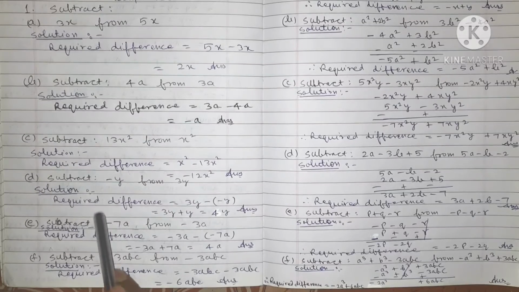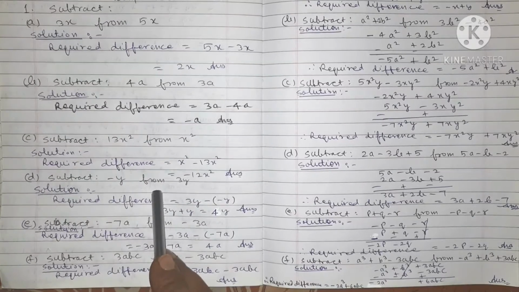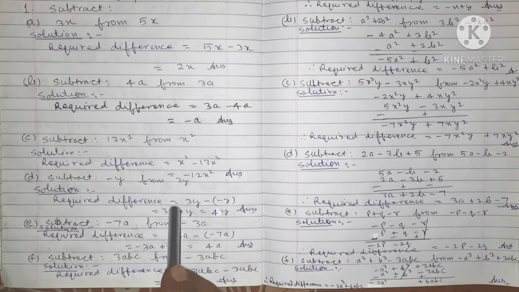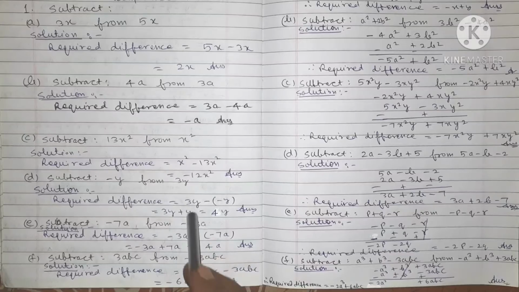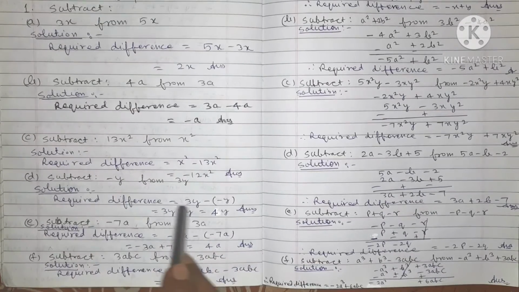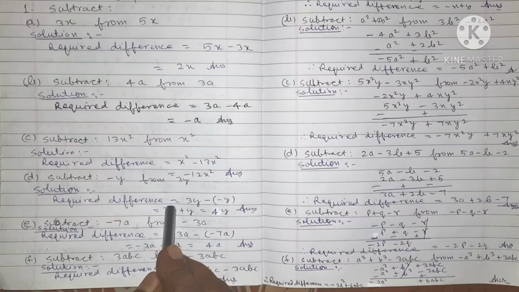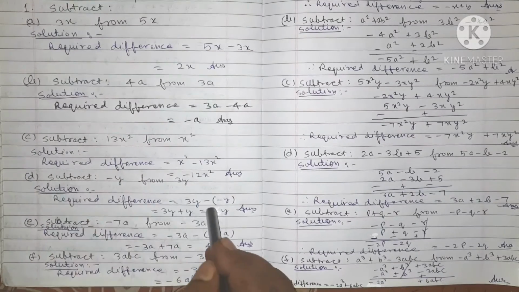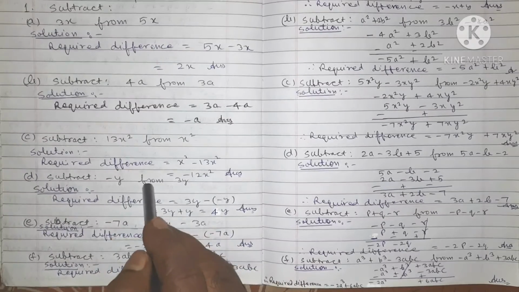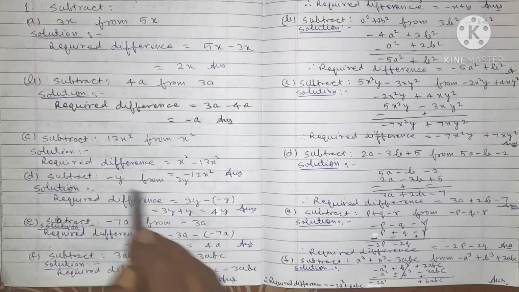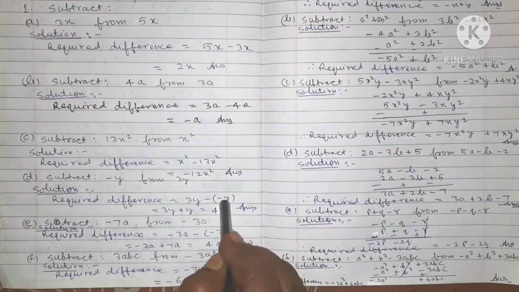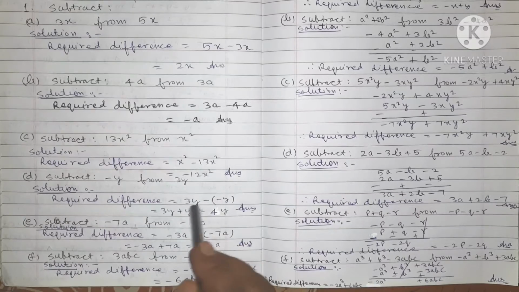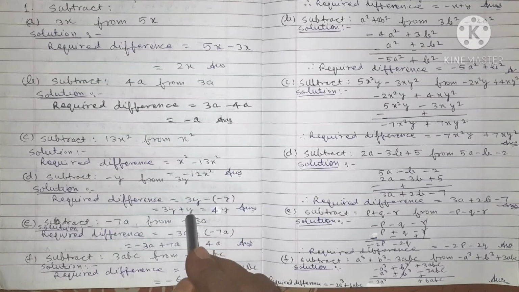Question number D. Subtract minus y from 3y. For the solution of this question, we write required difference equals, after "from", we write first. Before "from", we write after the negative sign. So here we write 3y. For the negative sign, for subtraction, we write minus. And before "from", since it is minus y, we put minus y in bracket because minus is already present here. So this can be written 3y minus minus plus y.